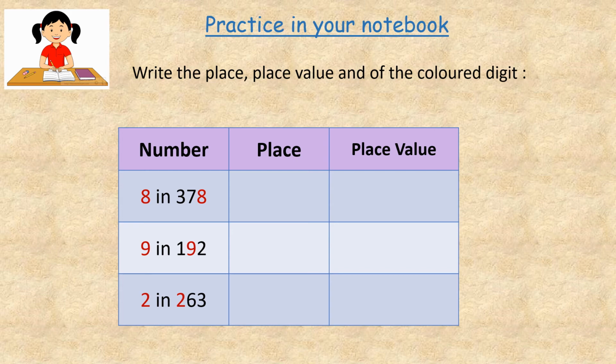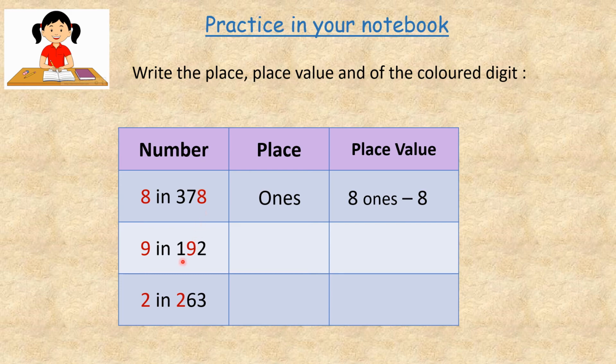Children, we are going to write the place value of the colored digit here. There are 3 numbers given in the table. The first number is 378. So in 378, 8 has been colored and we need to find out the place and place value of 8 in this number. 8 is in the ones place as the rightmost digit. So the place of 8 is ones and the place value of 8 will be 8 ones or 8.